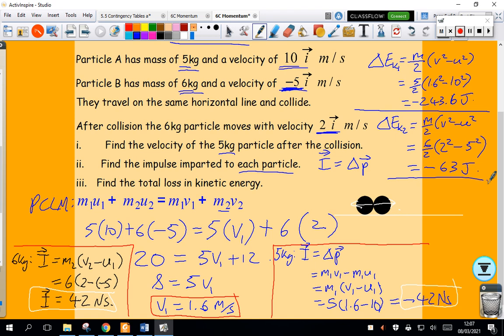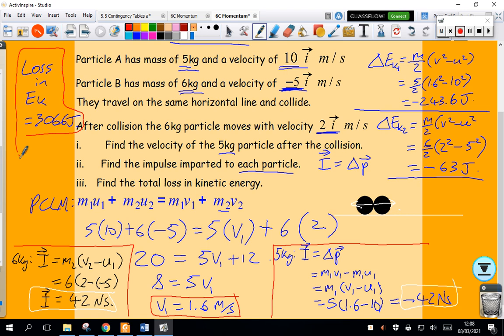So the total loss in kinetic energy is going to be the sum of those two things. If I add them, I get negative 306.6. The negative is telling me it's a loss. So the loss in kinetic energy is 306.6 joules in this collision. Okay, so that's my loss in kinetic energy for the whole thing.